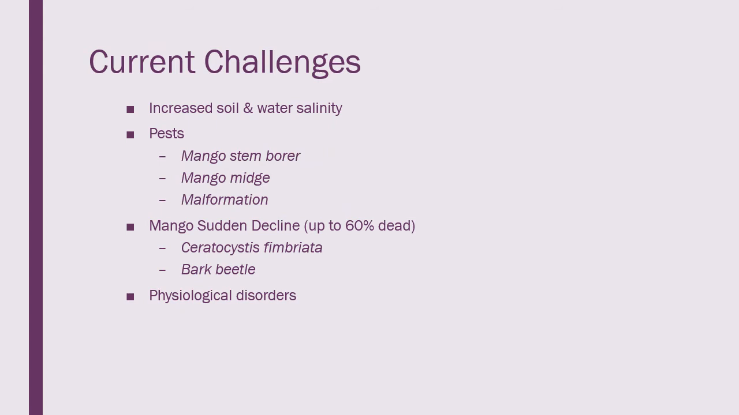What are the problems with mangoes? Mango is very sensitive to drought and also to salinity, which is a big problem. We lost so much mango because of salinity. We also lost mango because of mango sudden decline. Too many problems. We lost about 60% of the mango because of the ceratocystis that affected the mango, causing mango sudden decline. Other pests are stem borer and midge malformation. There are also a lot of physiological disorders that inshallah we'll cover in the class about mango.